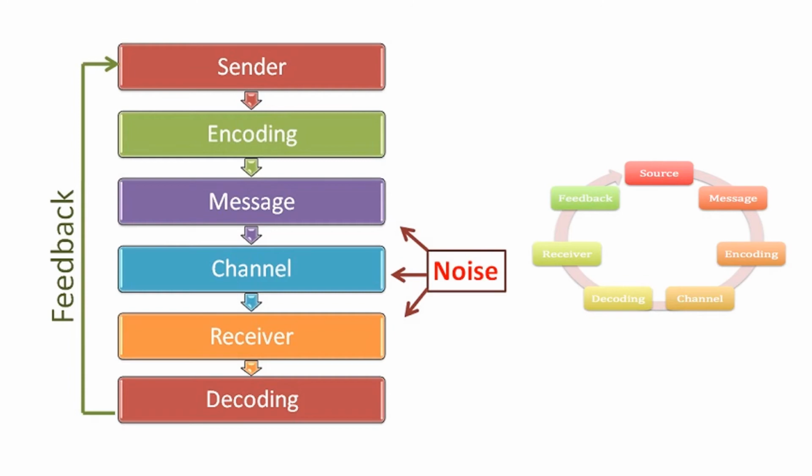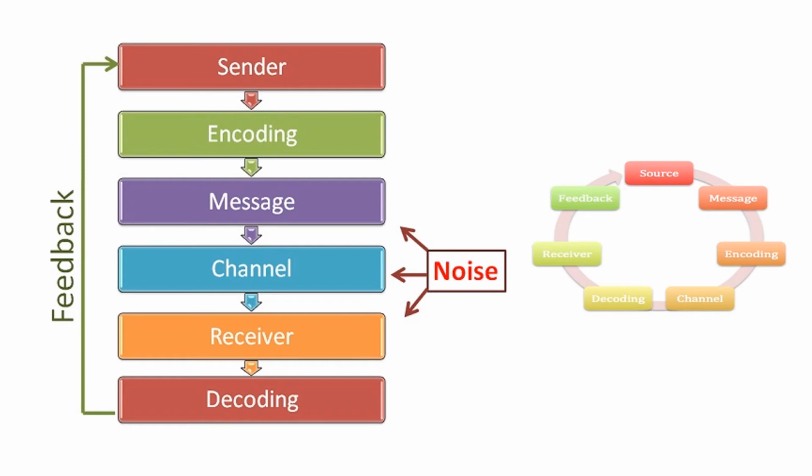Then receiver, that is the person who receives the message from the sender. And lastly, decoding. Decoding means translating the encoded message into language understandable by the receiver. And after all this, one more important point, that is noise. Noise is an obstruction or hindrance which hampers the communication process.